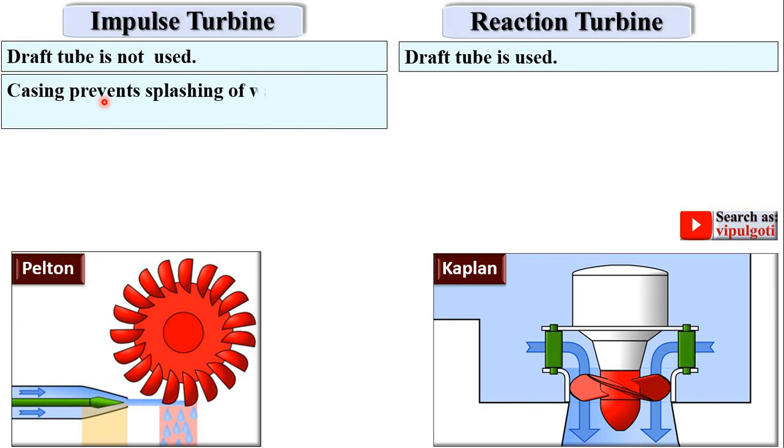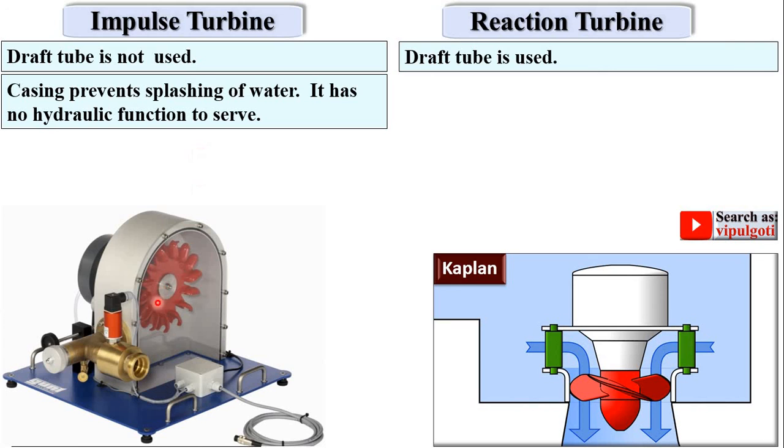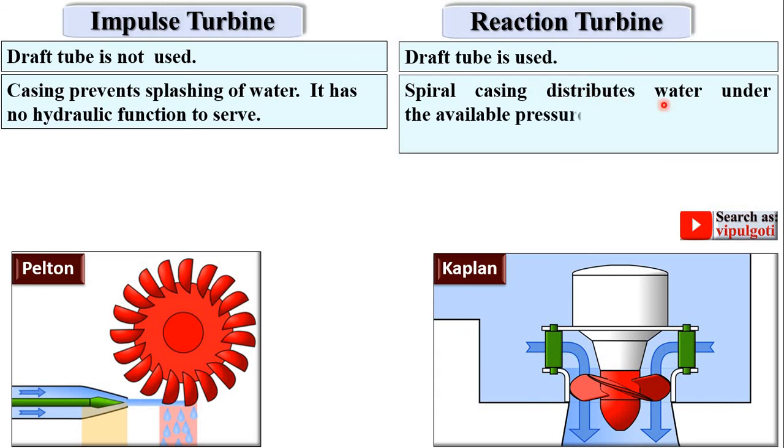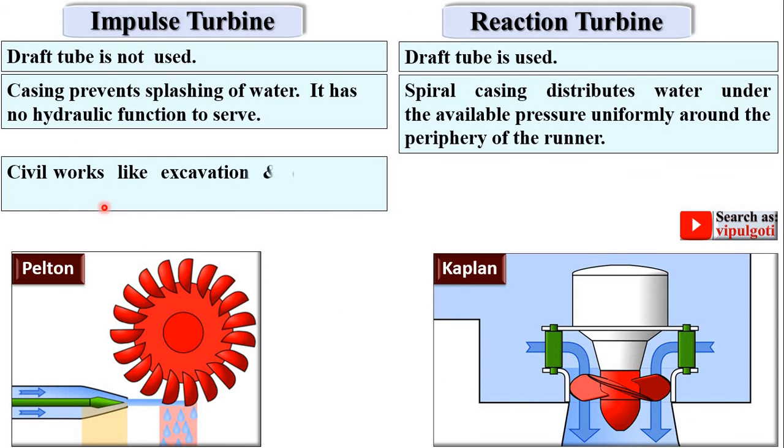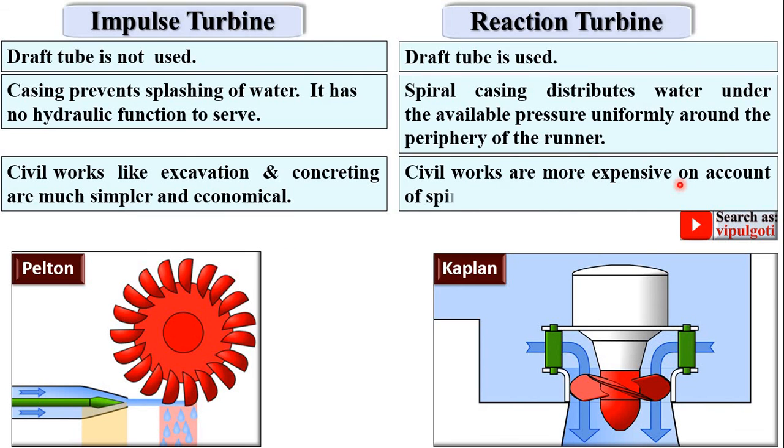Next, in an impulse turbine the casing prevents splashing of water. It has no hydraulic function. Here you can see this one is the casing, with no hydraulic function; it only prevents the splashing of water. In a reaction turbine, the spiral casing distributes water under the available pressure uniformly around the periphery of the runner. So here there is a special function of the spiral casing, and this one is the spiral casing. Next, civil works like excavation and concreting are much simpler and more economical in case of impulse turbine. In a reaction turbine, civil works are more expensive on account of the spiral casing and draft tube.